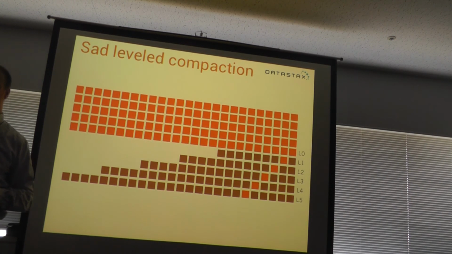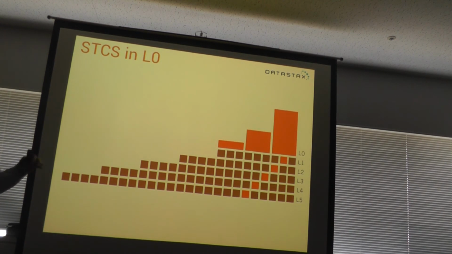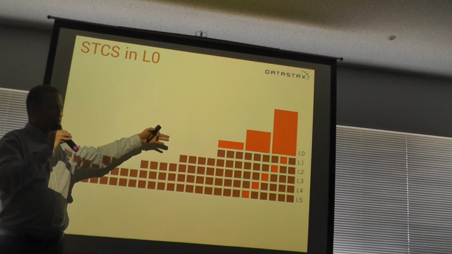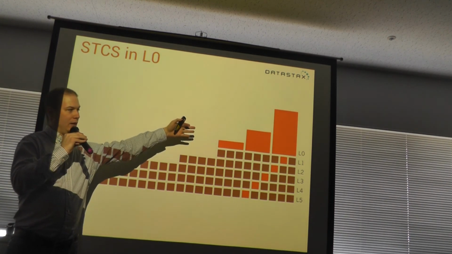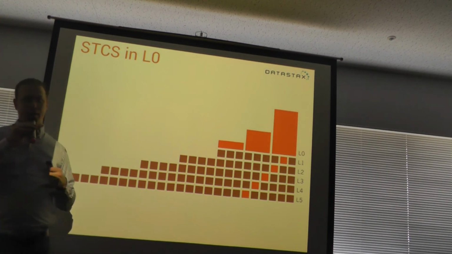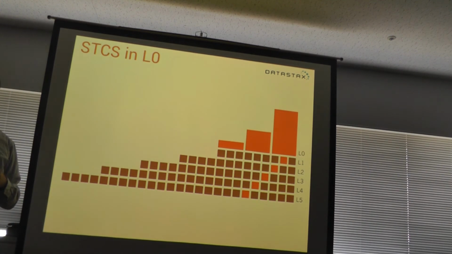So what we do now in 2.0 is we'll actually perform size-tiered compaction in level 0, to keep reads relatively fast until we can incorporate that data into appropriate leveled SSTables.